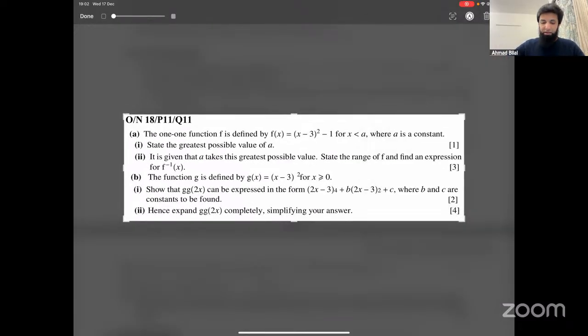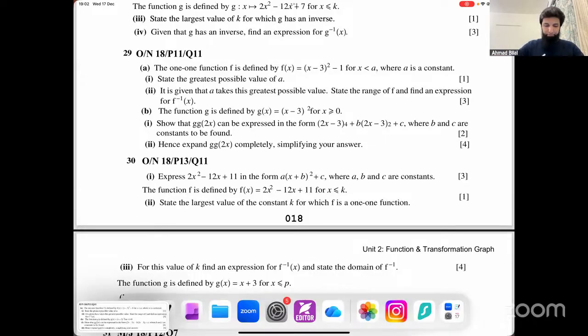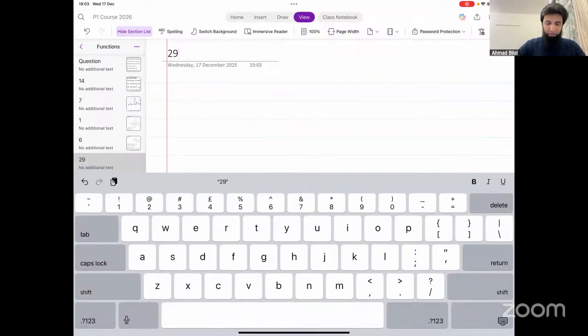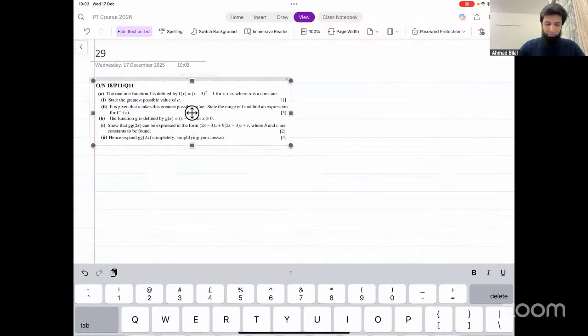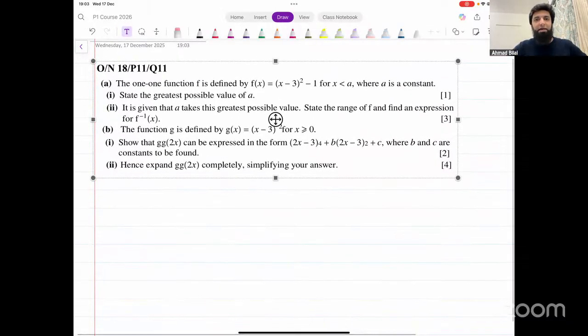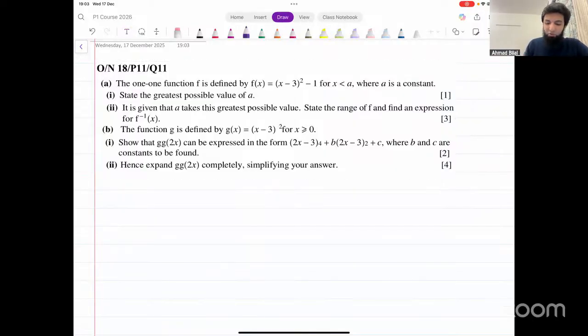Question number 29 from the worksheet. Okay, so it says the one-to-one function f is defined by f of x equal to this for x less than a, where a is a constant. State the greatest possible value of a.